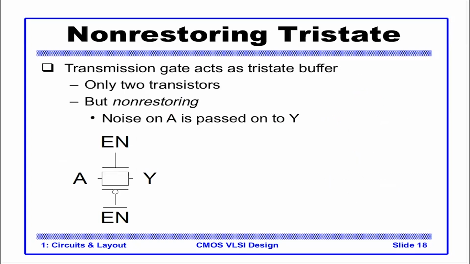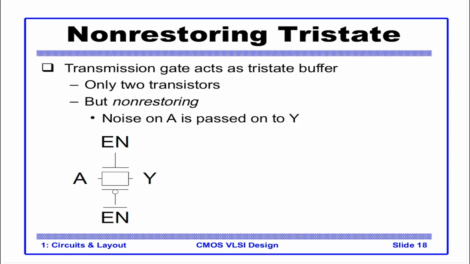Now we call this kind of a transmission gate non-restoring. Why non-restoring? Because the noise on A is passed on to Y, as we discussed earlier. Whenever enable is 1, whenever this gate is enabled, since the sources are connected to drains, both of these NMOS and PMOS are conducting, and a noise on the source of a transistor can transform into the noise on a gate of the transistor.